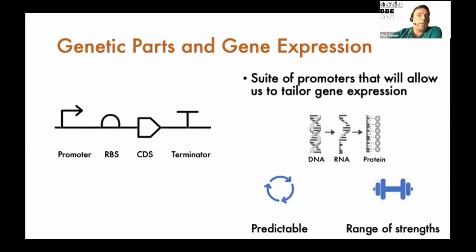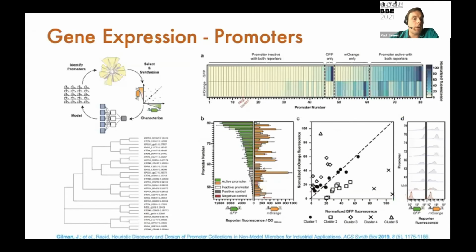So one of the main focuses of our research today is trying to characterize some genetic parts so that we can get a suite of promoters that will allow us to have a range of different gene expression levels. We wanted them to be predictable, and we wanted them to have a range of strengths, because there's no good only being able to turn everything up to 11. But we also want them to work the same in all situations. So we started with promoters.